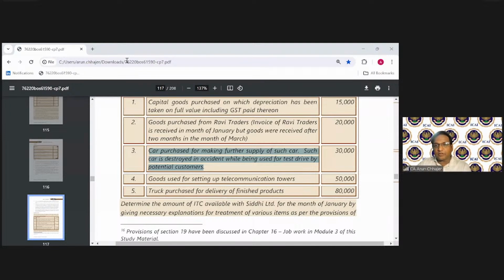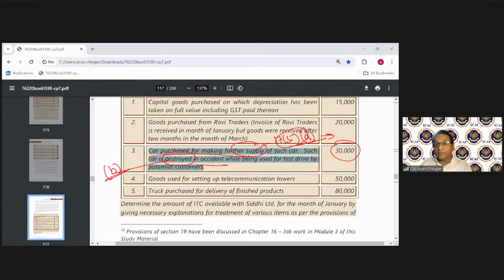In answering this type of question, you will give the answer first, that because the car is being used for making further supply, as per 17.5A, if you cannot recall the section, not required, but explain the concept. Because it is further supply of that motor vehicle, ITC is not blocked in 17.5. Ideally, ITC allowed. But because the car is destroyed in the accident, and for any disposal, goods lost, destroyed, etc., ITC is blocked in 17.5H. So effectively, I can't take the ITC.